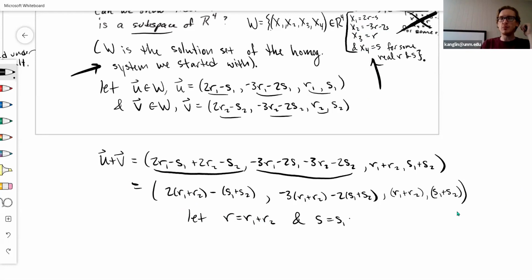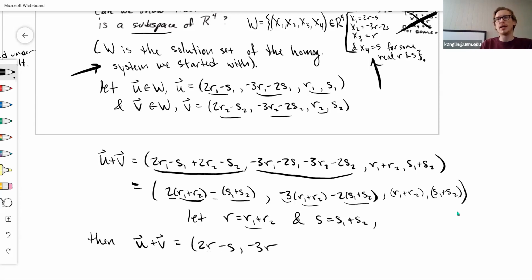And let S be S1 plus S2. Then we're seeing the sum here is of the right form. This is 2 times our R value minus our S value: 2 times some real number minus some other real number. In the next component, we have negative 3 times that same first of those real numbers, negative 3 times R, minus 2 times S.